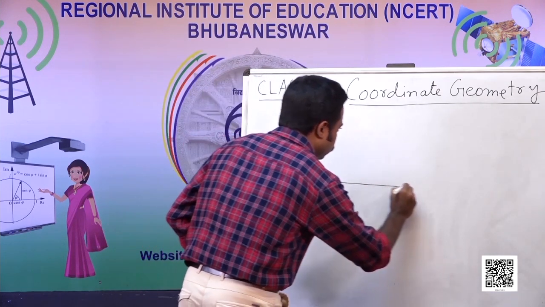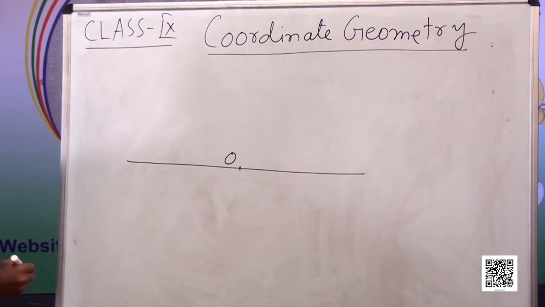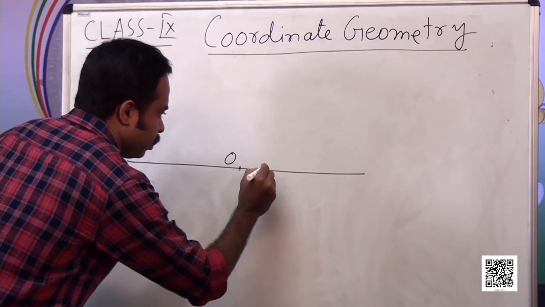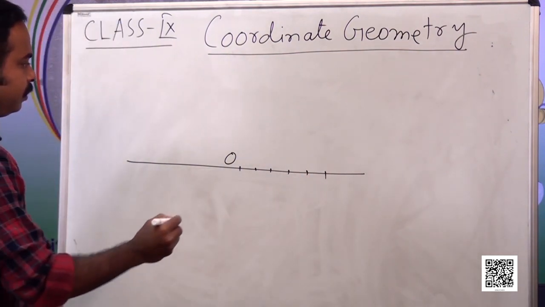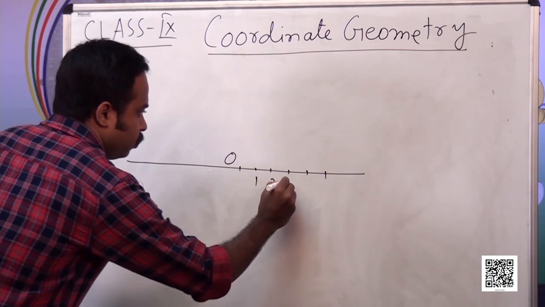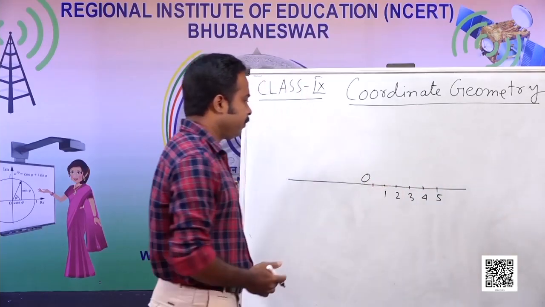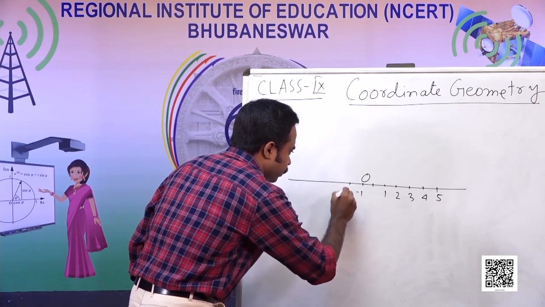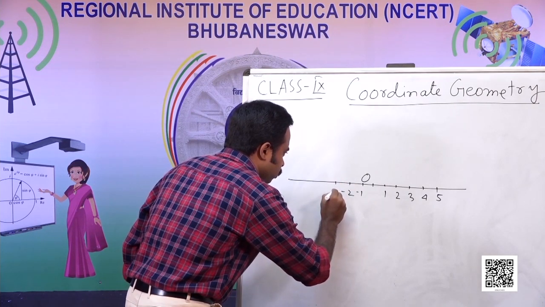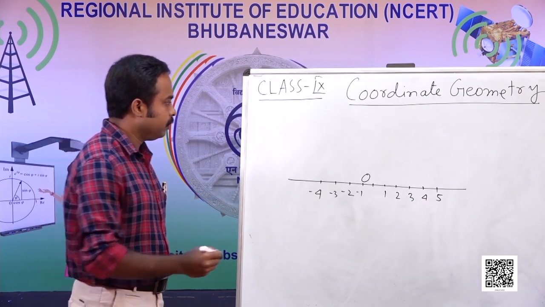So, this is the number line. We are denoting O as the origin, or this is 0. Now we are taking 1, 2, 3, 4, 5. This is the positive direction, and in the negative direction, we take minus 1, minus 2, minus 3, minus 4, and so on. So this is a number line.